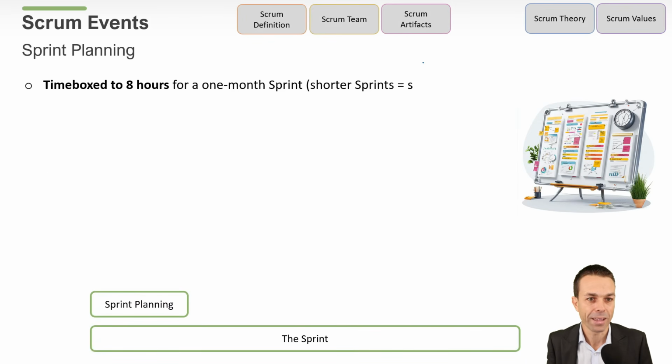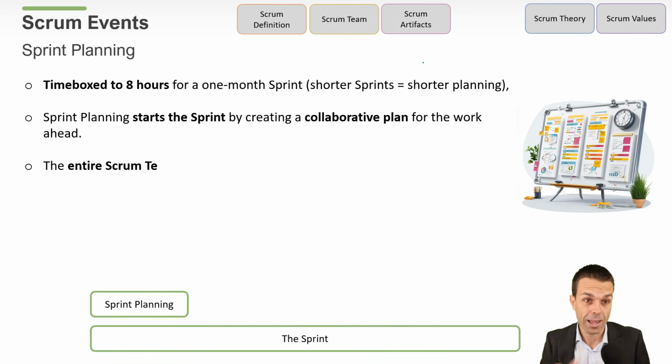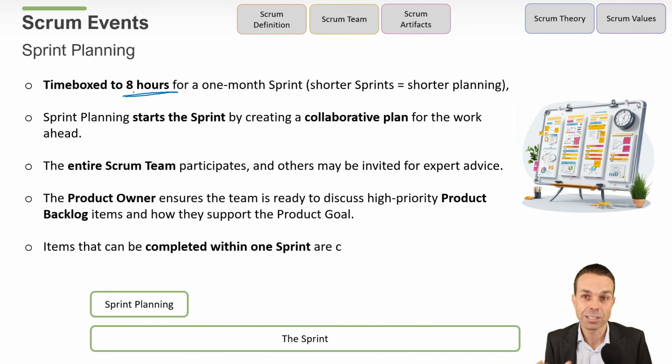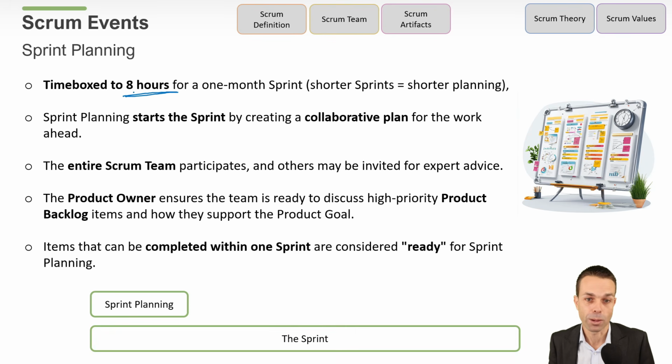Now, sprint planning for your exam is time boxed to 8 hours. So a maximum of 8 hours for a 1 month sprint. That can be a long time. In the real world, typically it's around an hour or less. Shorter sprints equals shorter planning. So if we've got a 1 week sprint, we can have shorter planning. If we've got 2 week sprints, we can have shorter planning.